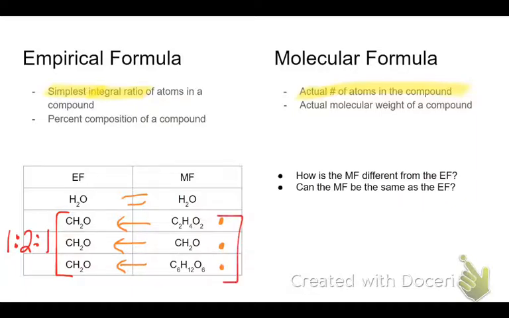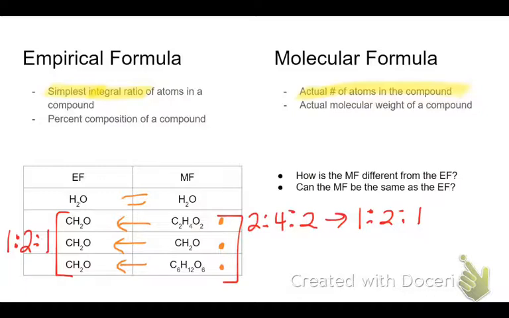If we look at these three on the right side, the molecular formula, we have 2 carbons to 4 hydrogens to 2 oxygens, so it's a 2 to 4 to 2 ratio, but that can be simplified down to a 1 to 2 to 1 ratio.